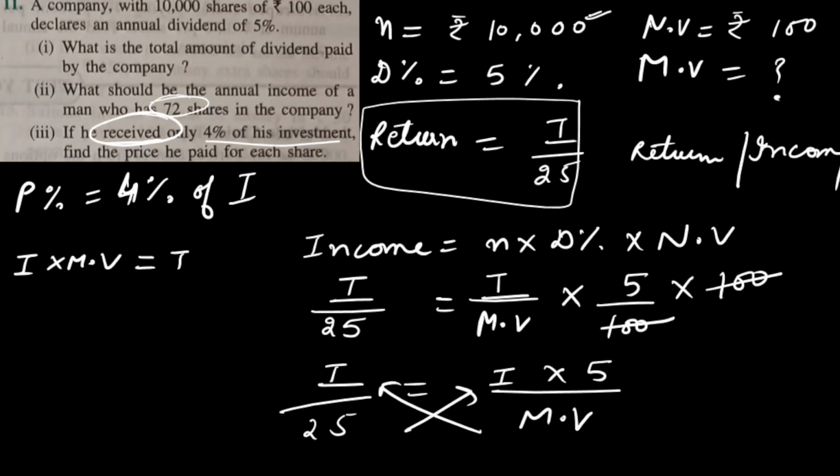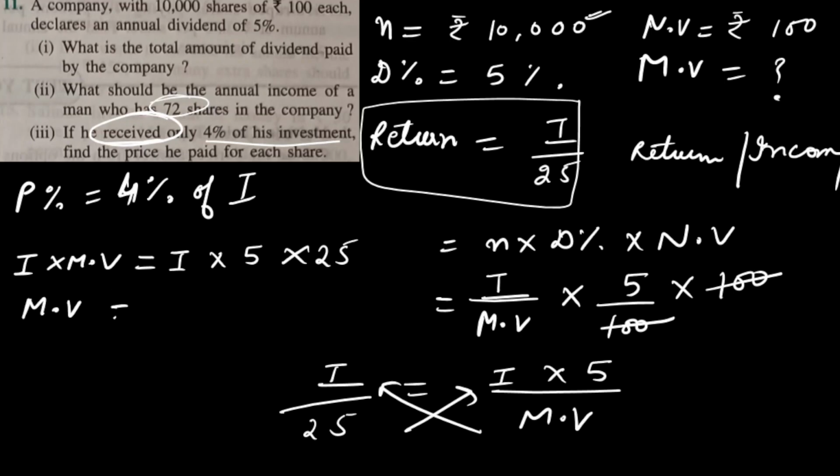Here I have I into 5 into 25 also, it will become, because this 25 is going on top. Now MV we have to find, right? So my same strategy: whatever we have to find, that will keep on one side and other things will shift. So I into 5 into 25, this I we will shift to the other side.